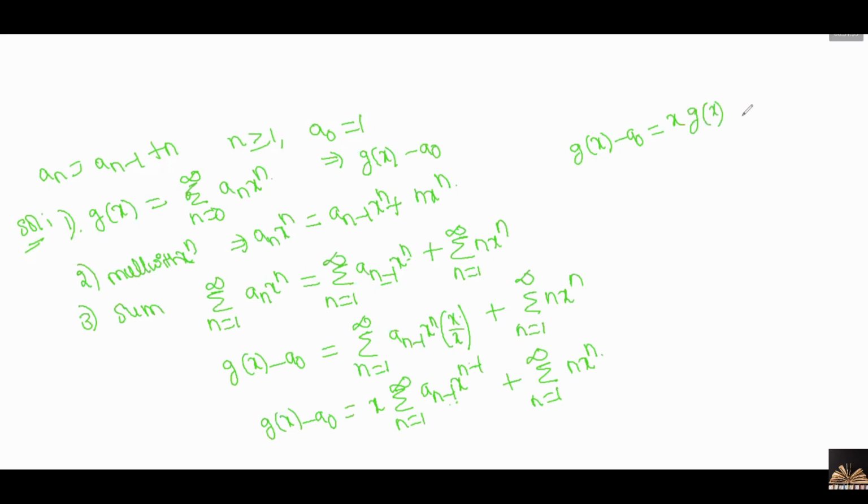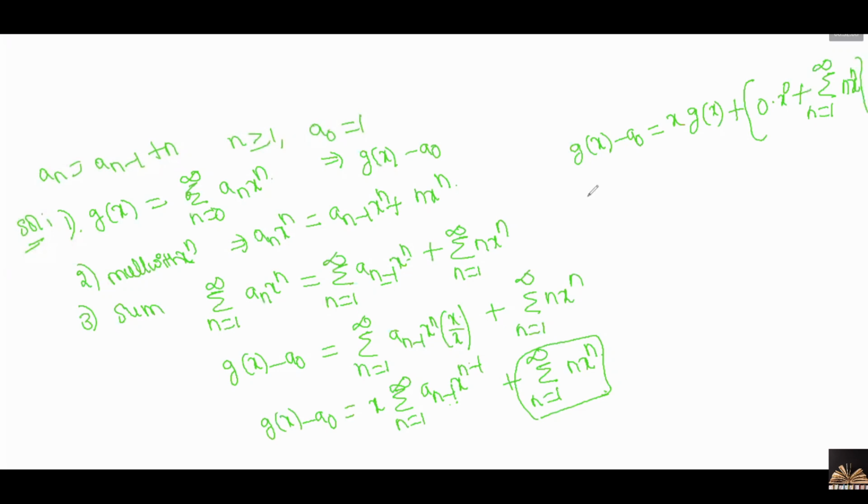So x into g of x plus, when you observe this term, it is not in g of x form. So g of x form means what? The limit should start from 0. Therefore, to adjust these limit values, I am going to add a0 into x power 0, plus summation of n equal to 1 to infinity a n into x power n.